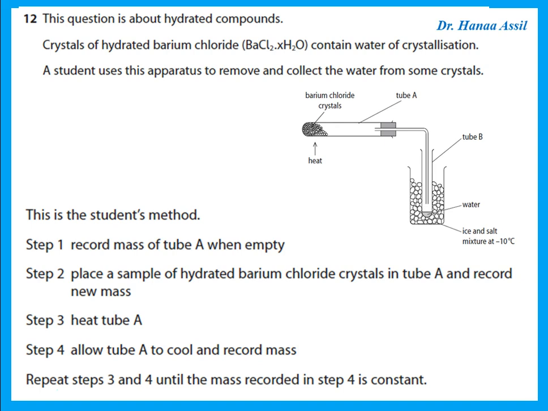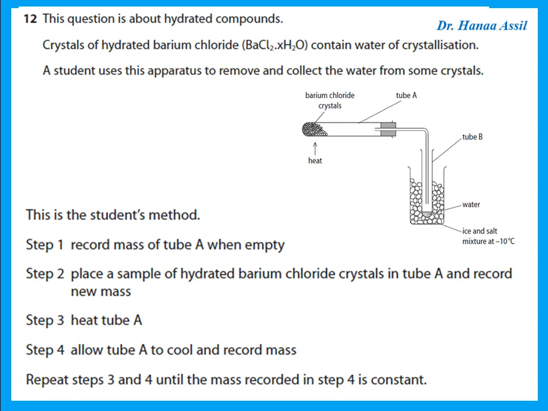Record mass of tube A when empty. Place a sample of hydrated barium chloride in tube A and record the new mass. So that way you can get the original mass of the hydrated crystals. Then heat tube A, allow tube A to cool, record the mass, repeat steps 3 and 4 until the mass recorded is constant.